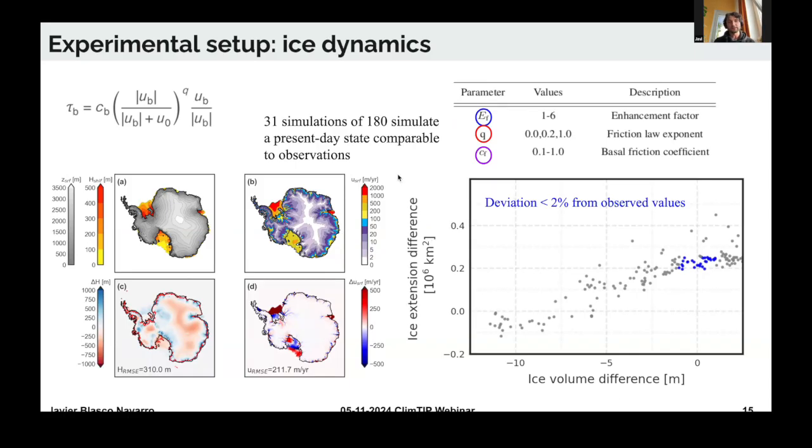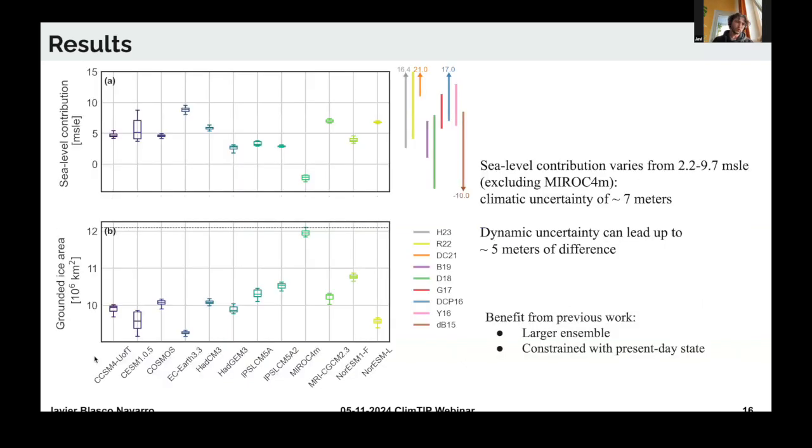So now that we have this dynamical ensemble, we force these simulations with climatologies from the Mid-Pliocene warm period. And this is what we get. On the x-axis are the different climatological models. On the y-axis is the sea level contribution, and here the grounded ice area. So basically the spread between models tells us the uncertainty due to climatic conditions, whereas the spread within every model tells us the uncertainty in ice dynamics, so in dynamical parameters.